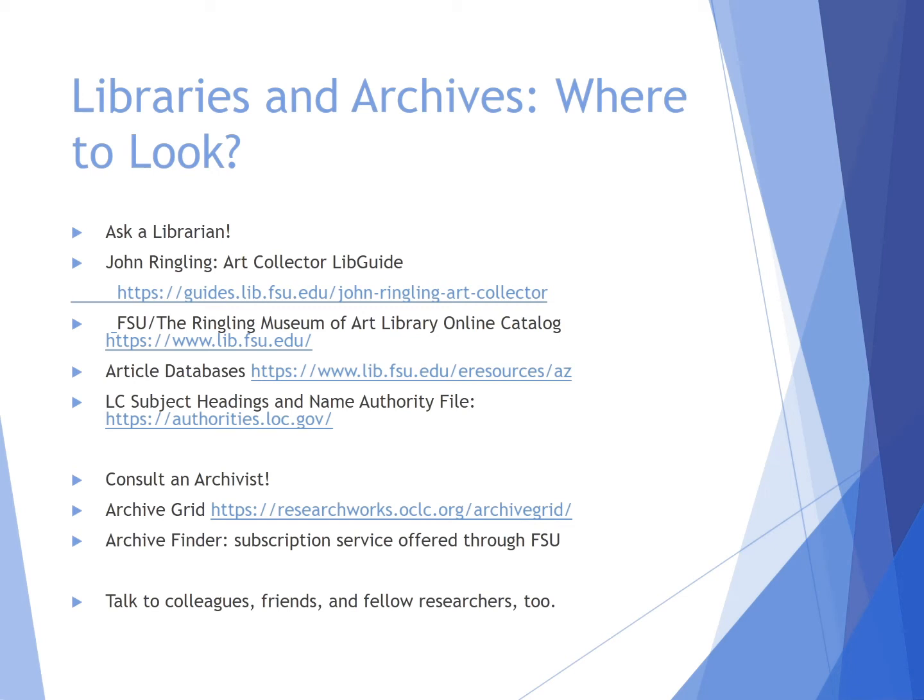This LibGuide is on John Ringling's legacy and his passion for collecting grand works of art. Other resources include FSU, the Ringling Museum of Art Library online catalog, article databases, and Library of Congress, LC subject headings, and name authority. You can also consult an archivist. At the Ringling, you can submit an archives inquiry form, which puts you in contact with our archives team. Additional resources include Archives Grid, which is a collection of over 4 million archival material descriptions, including MARC records from WorldCat and finding aids harvested from the web.